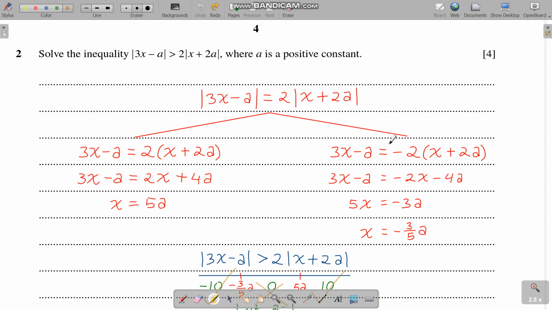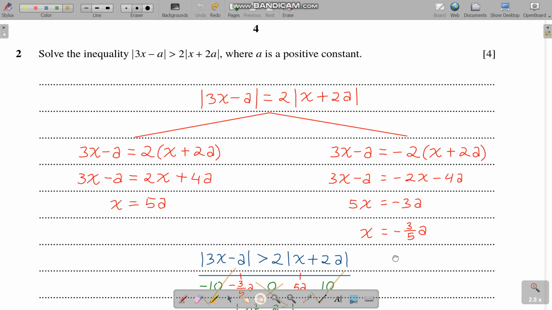For the first equation, we open up the brackets, then we subtract 2x from both sides, and we add a to both sides and we get the value of x. And here we expand, then we add 2x to both sides, we get 5x, and we add a to both sides, we get minus 3a. And then we divide both sides by 5, we get minus 3/5 a.